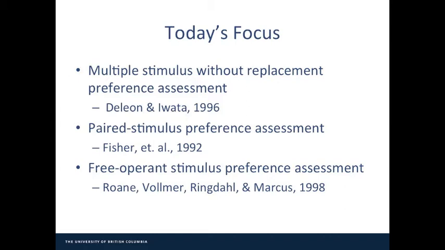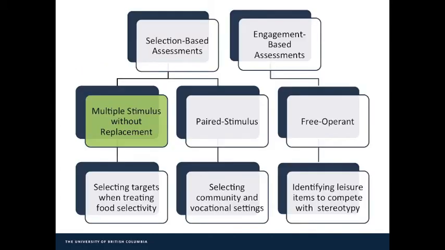So as I mentioned today, we're going to focus on two selection-based assessments, the multiple stimulus without replacement and the paired choice or paired stimulus assessment. And then we're going to look at one engagement-based assessment, which is the free operant stimulus preference assessment. We're going to start with the multiple stimulus without replacement.